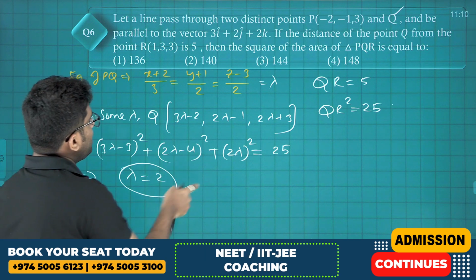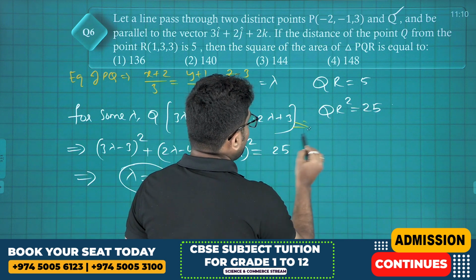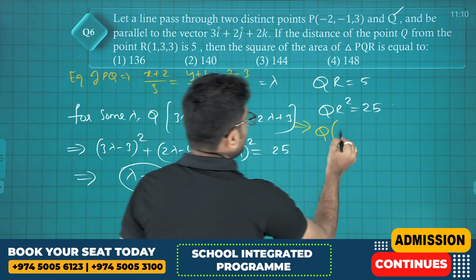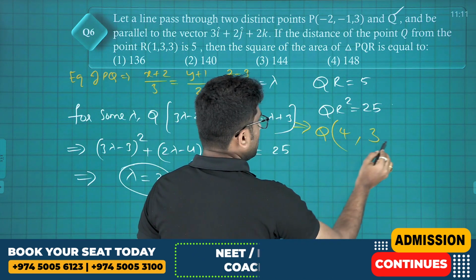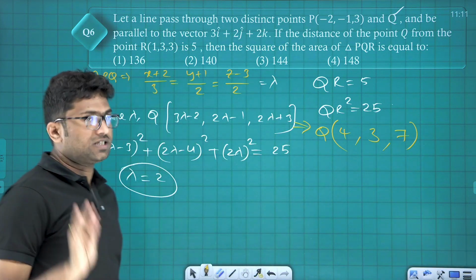Now put this lambda equals 2 in Q, then we get the coordinates of Q. 3 twos are 6 minus 2, 4; 2 twos are 4 minus 1, 3; 2 twos are 4 plus 3, 7. So (4, 3, 7) are the coordinates of Q.